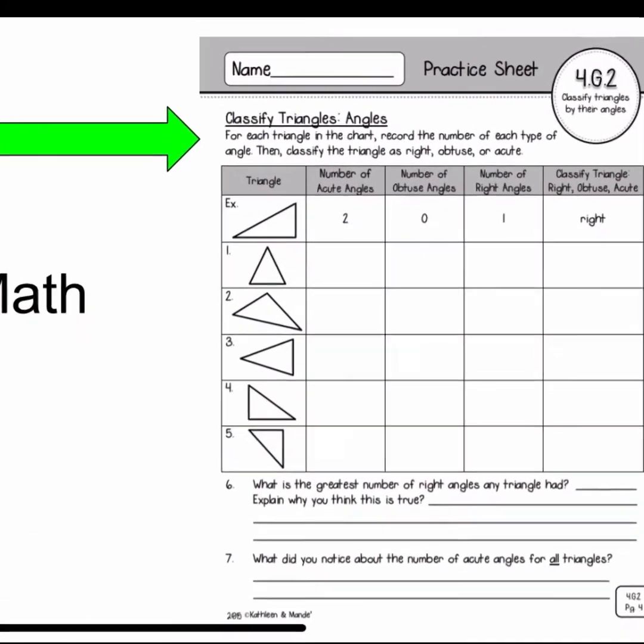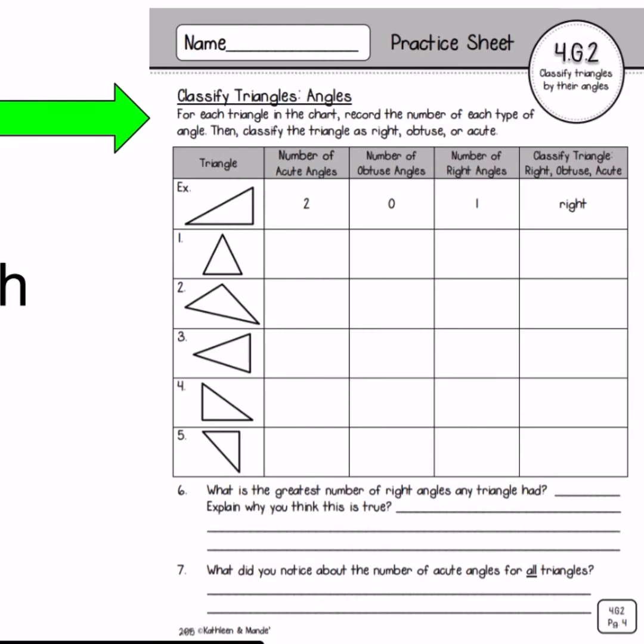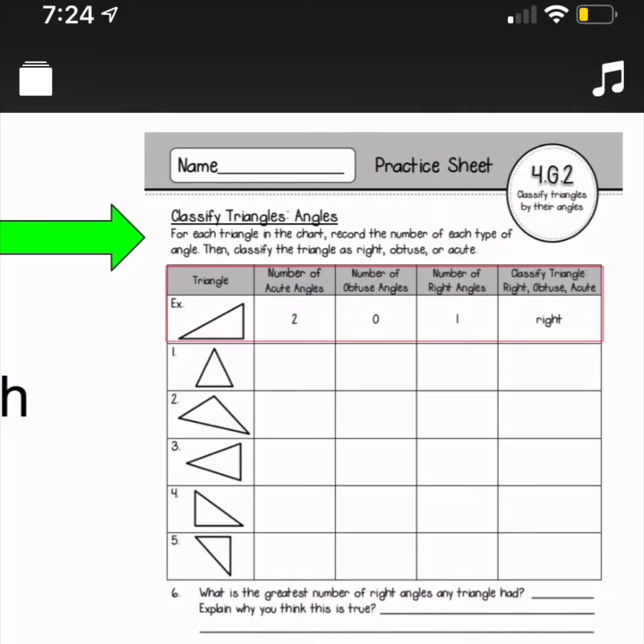And Wednesday math, classify triangles by angles. For each triangle in the chart, record the number of each type of angle. Then classify the triangle as right, obtuse, or acute. Let's look closer at our example. Do you see the example triangle?